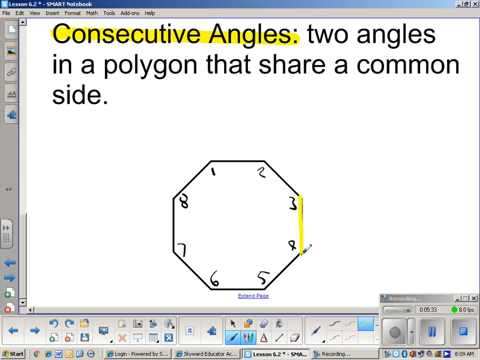Oh, I'm sorry, 2 and 3 you said. 2 and 3 share this side, right? This is angle 2, and this is angle 3, and they both share this side right here. Okay? Are there any other consecutive angles up here?